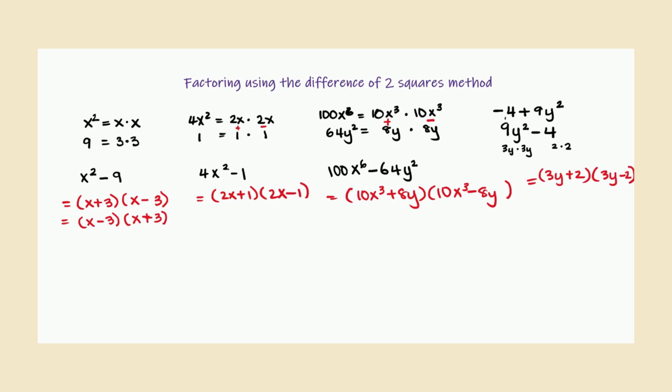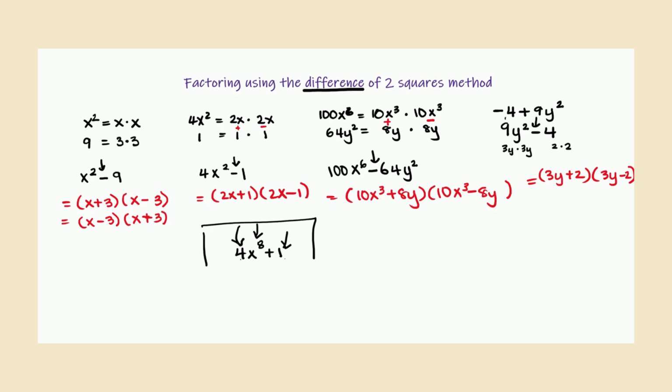The final example I wanted to share is this one, 4x to the 8th plus 1. Now, of course, 4 is a square. The exponent of x here is even, so that is also a square. And 1 is also a square. But keep in mind that this method is called the difference of two squares. Difference means subtraction. So in each of these examples, it is a square minus a square. In this case, we have a square plus another square.